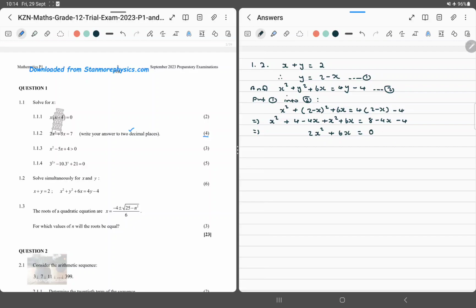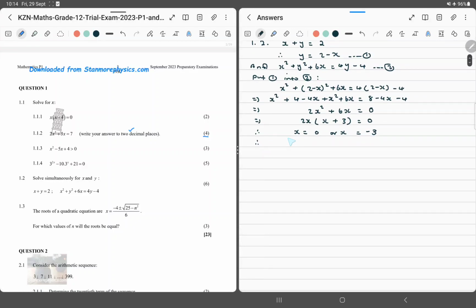So this is what we've got. So let's see. This implies that we take out the highest common factor. It's going to be 2x into x plus 3 equal to 0. Therefore, our x is a 0, or our x is a minus 3. So now let's put the x values where y is. So y is 2 minus 0, or y is 2 minus minus 3.